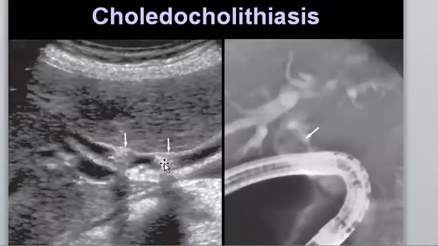And in the ultrasound, you can see what happened here, the posterior acoustic shadowing, right? Posterior acoustic shadowing. And in the ERCP, you can see again the filling defect.